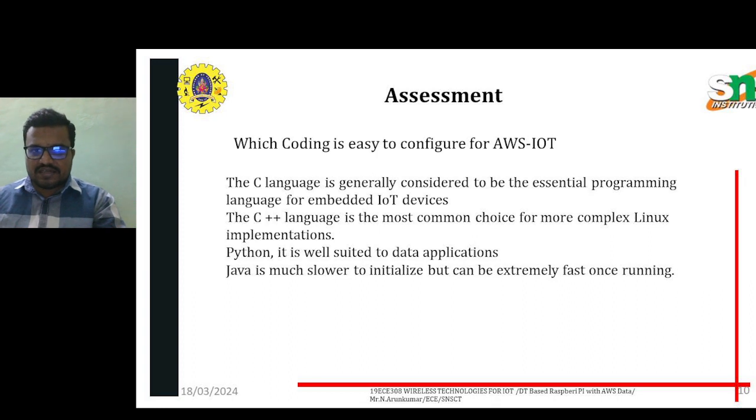The next one is Python. It is well suited to data applications. So if your process has a lot of information or a lot of applications, then we can use Python. And the last one is Java. It is much slower to start, because every time we have to update the Java language, since every language must have an ideal concept so that we can update it every time to initialize. But it can be extremely fast once running. So for multitasking purposes, we use Java for better applications. Thank you.